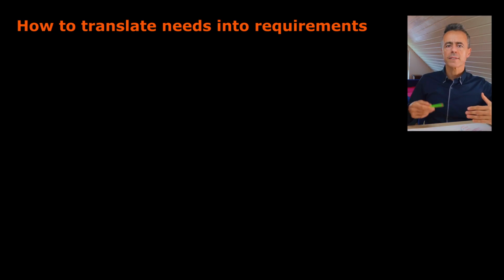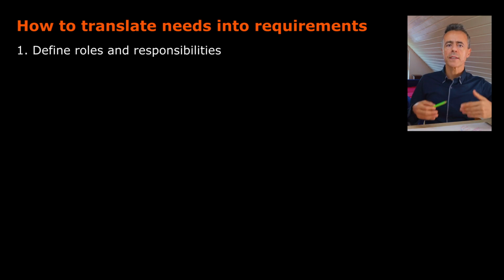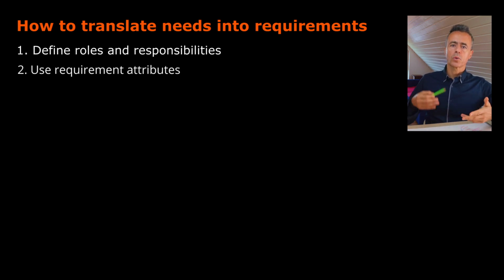So these are some of the steps that are required in practice. Define roles and responsibilities for requirements ownership and approval. Avoid everyone and no one situations. Use requirement attributes to classify, manage, and communicate requirements effectively. Typical attributes are priority, source, status, and type of requirements like functional, safety, quality, etc.